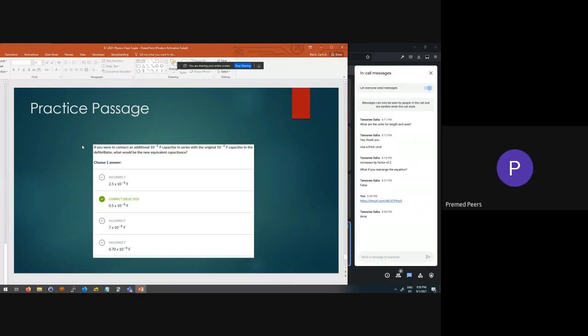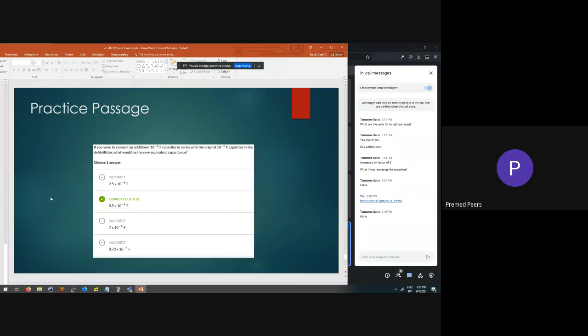All right, this is just like the last one. If we connect an additional 10 to the negative 6 in series, what will be the equivalent? So you can use that formula, but remember I told you that for resistors in parallel, you can just divide by the number of resistors if they're all the same. So for capacitors in series, you do the same thing. So you just take 10 to the negative 6 and divide by 2, and it's 0.5 times 10 to the negative 6.